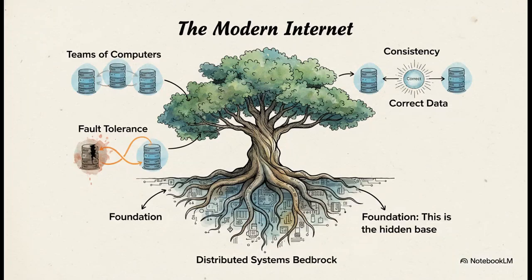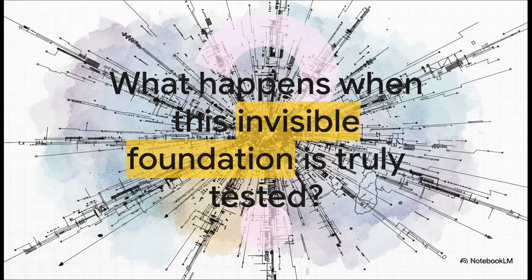So what are the main things to remember here? First, your apps aren't just one computer. They're run by huge teams of computers all working together. Second, getting all those computers to agree on your data, consistency, is a huge, constant challenge. Third, they are built from the ground up to survive failures. That's fault tolerance. And finally, all of this together is the hidden foundation that the entire modern internet is built on.